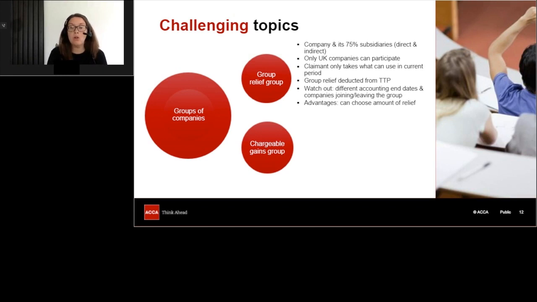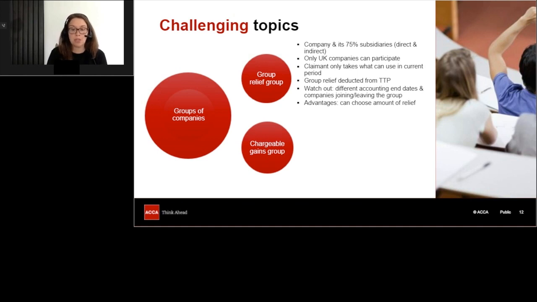So all three companies then could be in a group relief group together, and that means that they can share losses between them. So the first thing to do then is to establish which companies are in the group. And for this, we include companies that are not UK resident. But when it comes to actually sharing the losses out between the companies in your group, non-UK resident companies can't take part.